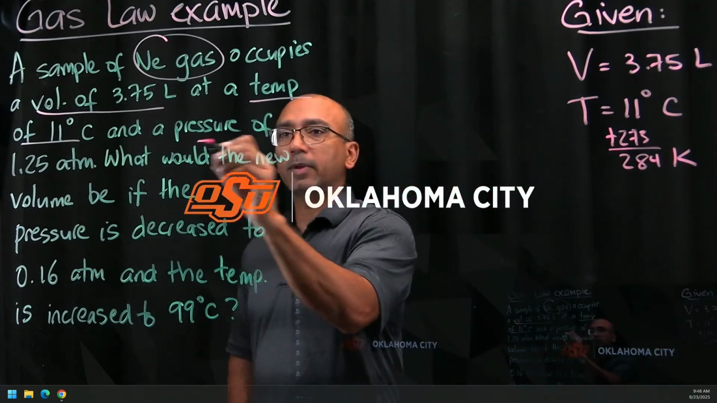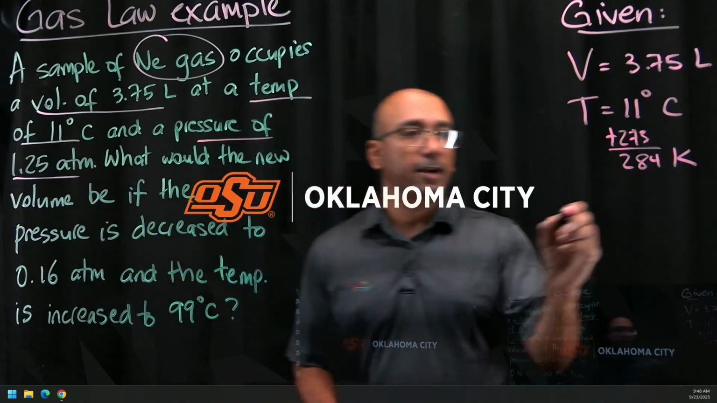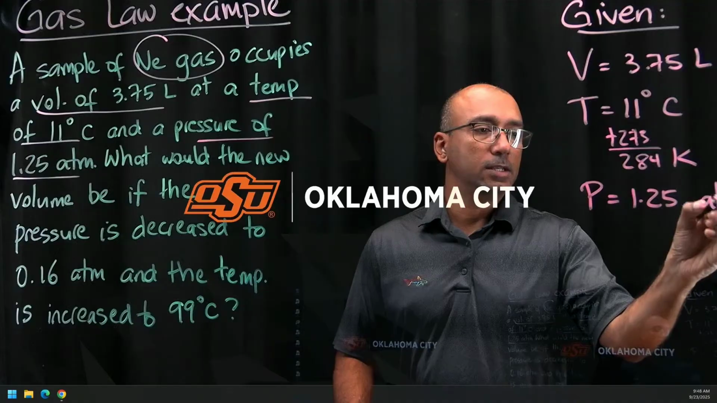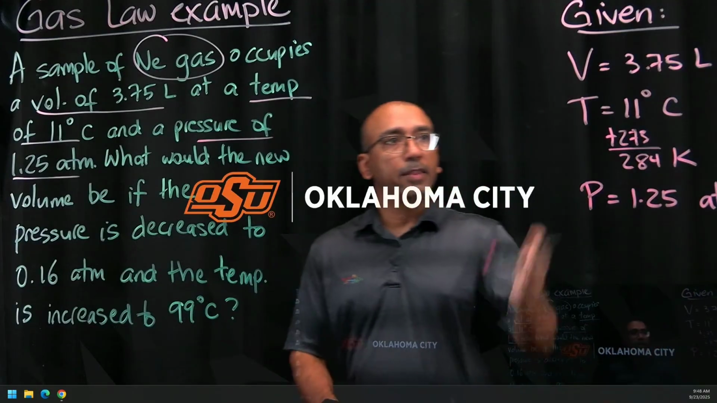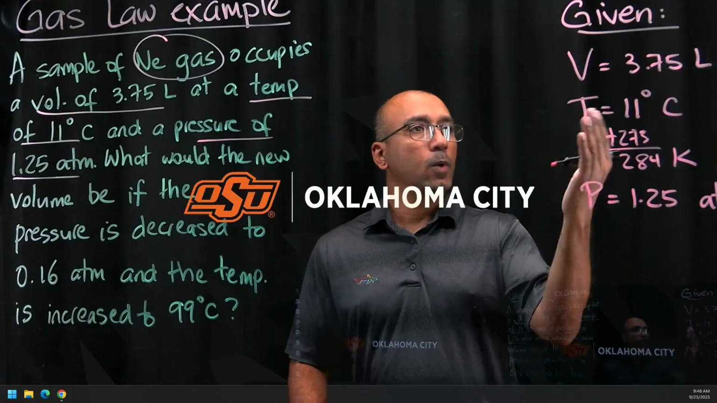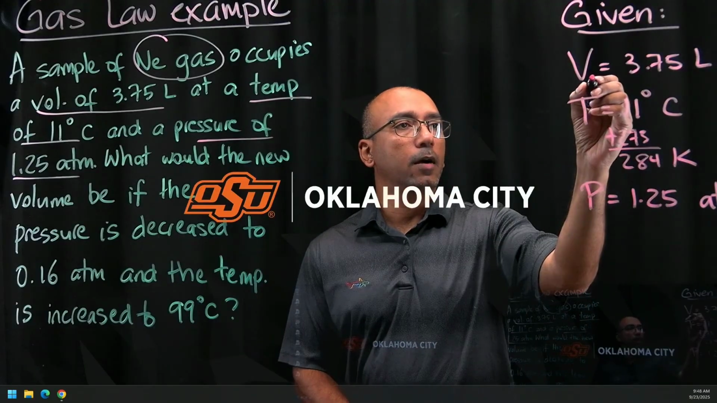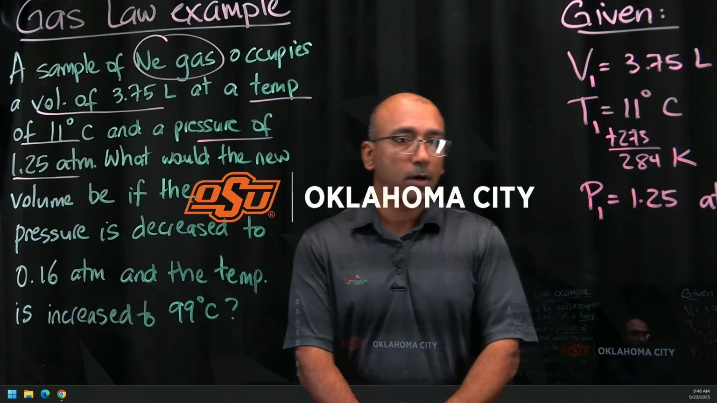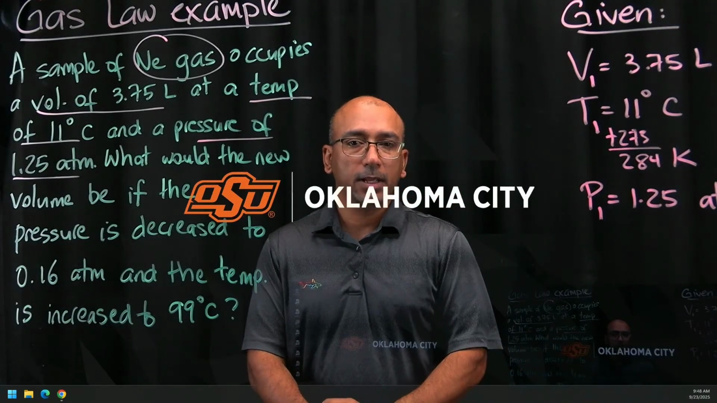And then we're also told that we have a pressure of 1.25 atmospheres. So that's P, 1.25 atm for atmospheres. And these are the conditions that we're given here that we're starting off with. So what we should be labeling these as are V1, T1, and P1. Right? Those are our initial, our starting conditions.